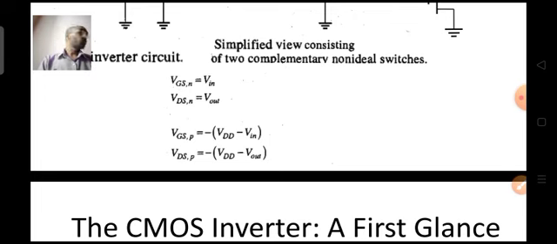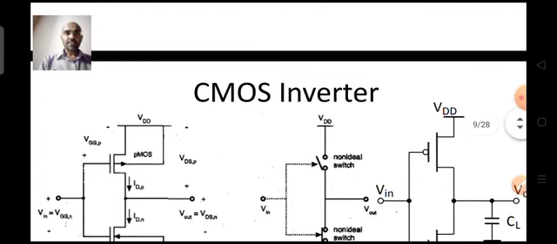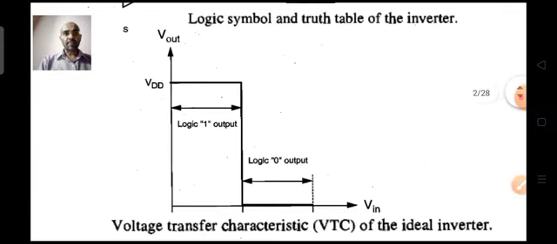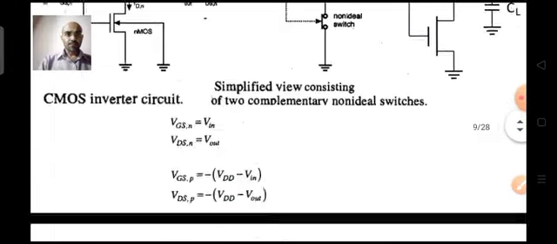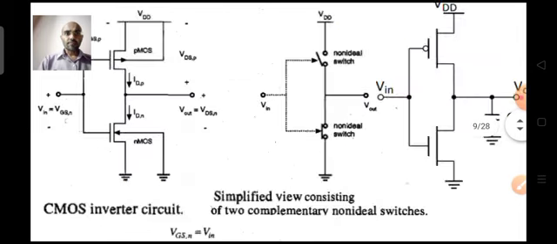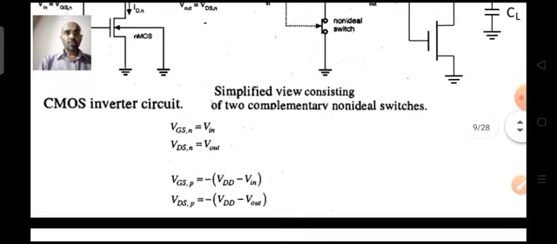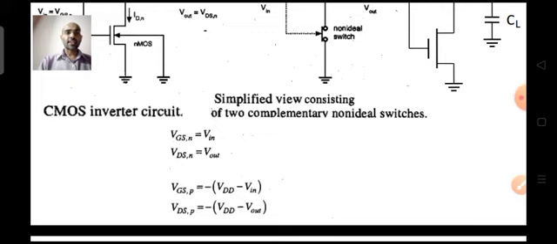Okay. Now what about VDSP? VDSP is drain to source of PMOS. So drain is your V out and source is your VDD. So VDSP will be V out minus VDD, right? If you want to take minus common, you can write the equation as minus of VDD minus V out. So you see, these voltages are important to understand before moving further.